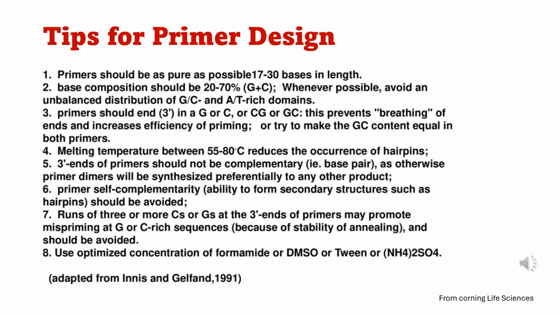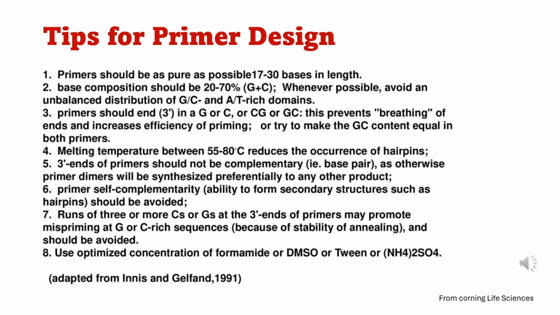So in general, these are the tips for primer design. Although we studied in much detail before, these are the common take home messages. Primers should be as pure as possible, around 17 to 30 base pairs in length, and the base composition should be 20 to 70% GC content.